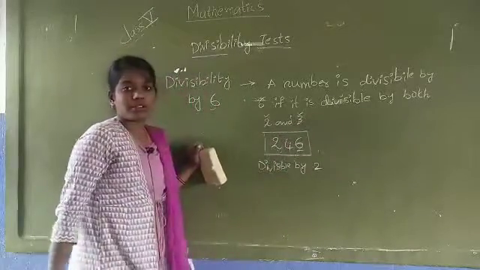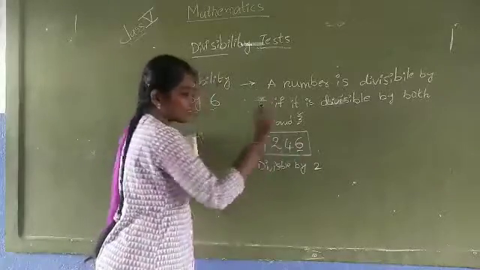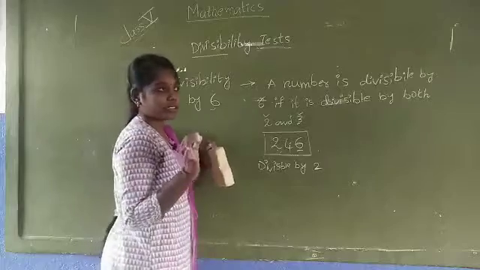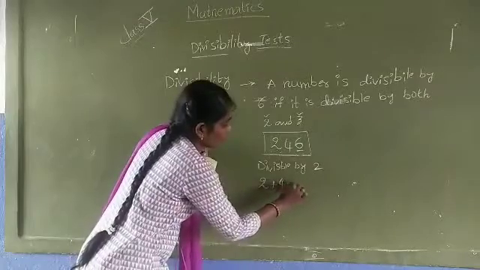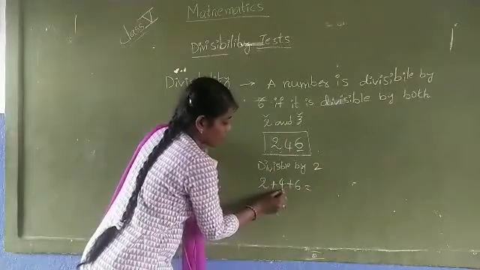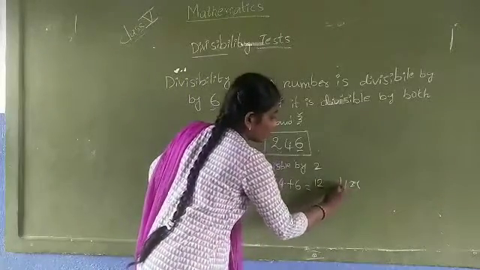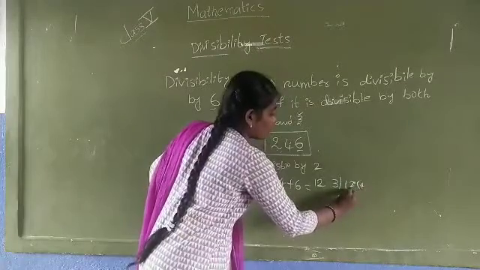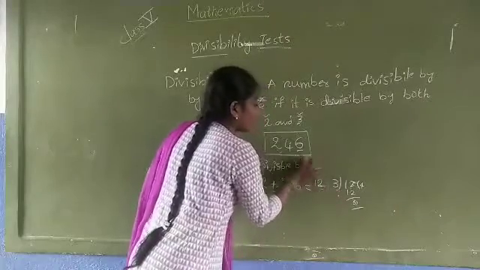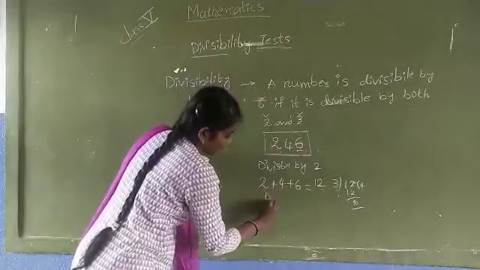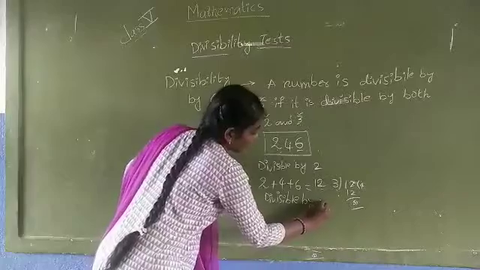And 3. What is the divisibility rule of 3? The sum of its digits is divisible by 3, then that whole number is divisible by 3. The sum of its digits: 2 plus 4 plus 6. 2 plus 4 is 6, 6 plus 6 is 12. First you have to check whether 12 is divisible by 3 or not. 3 fours are 12. The remainder is 0. Then 12 is divisible by 3, so this whole number is divisible by 3.